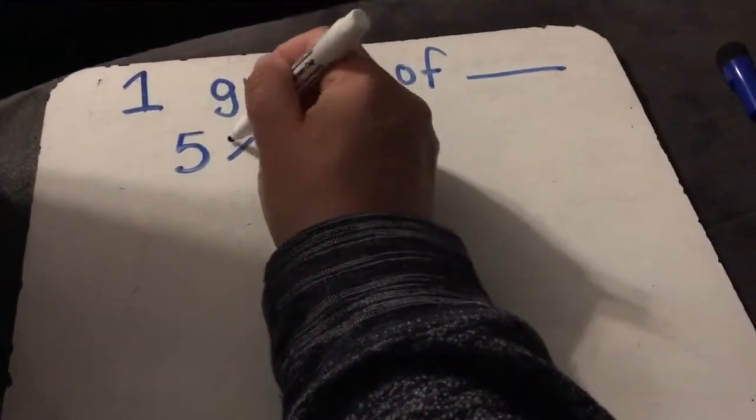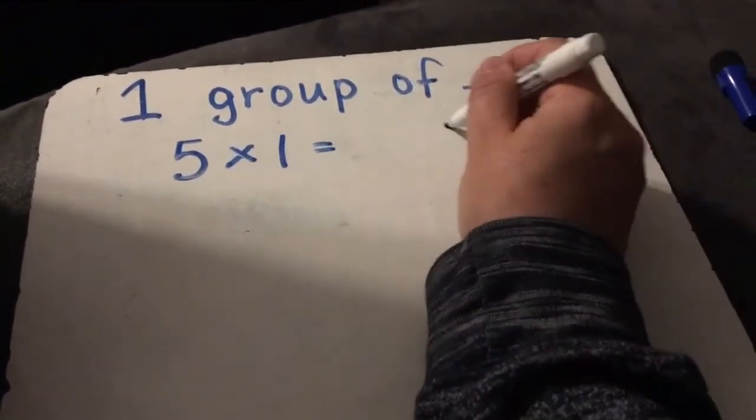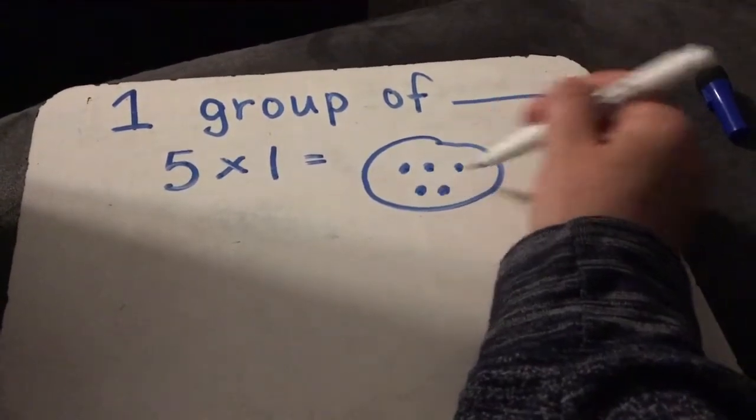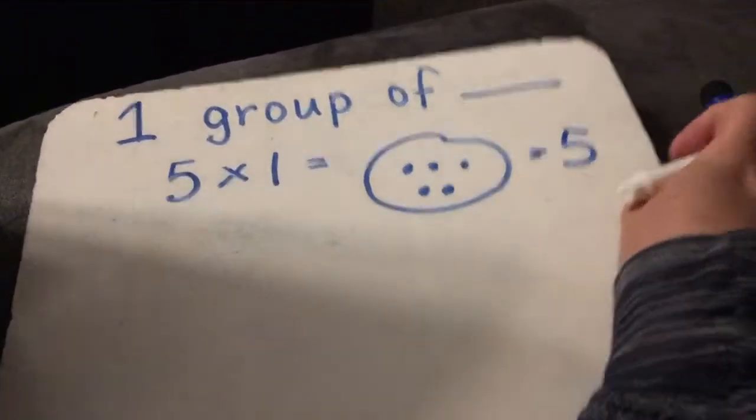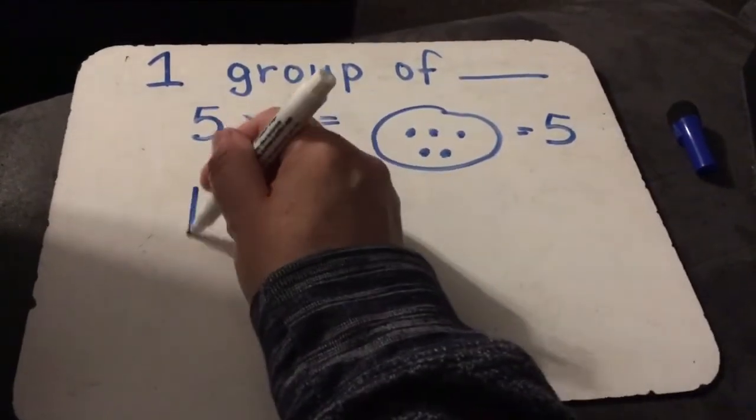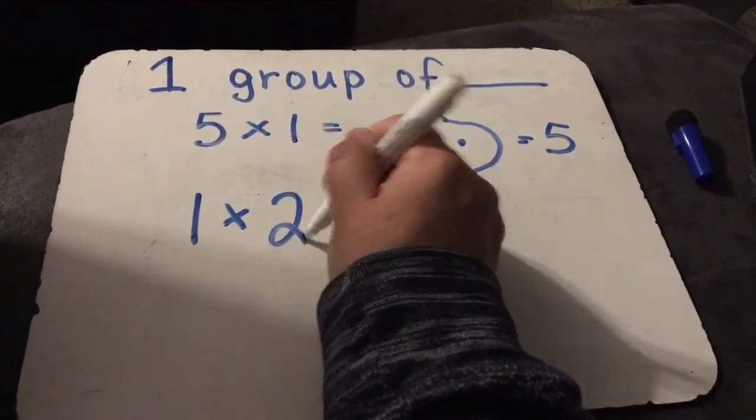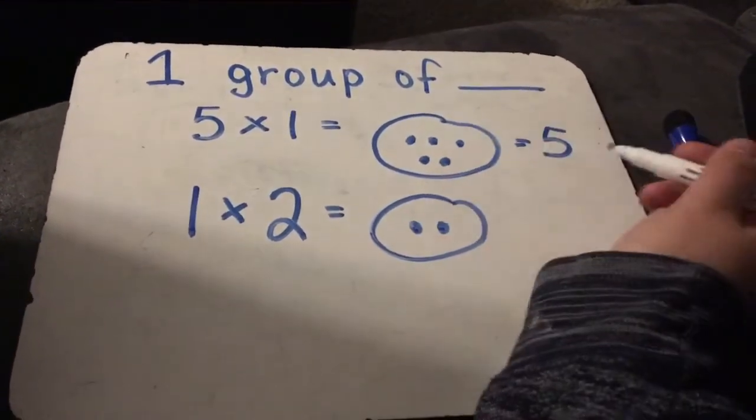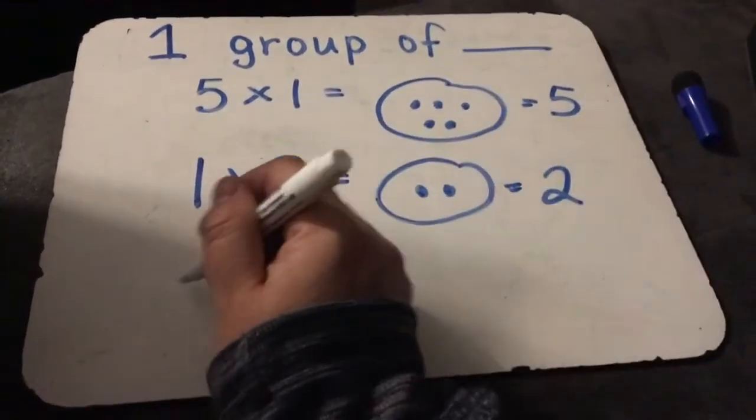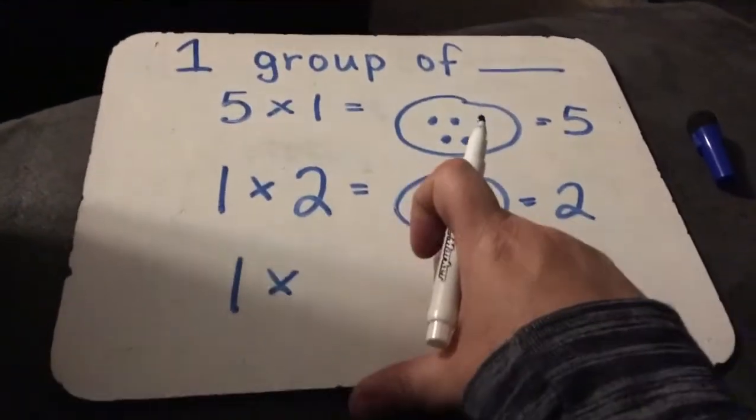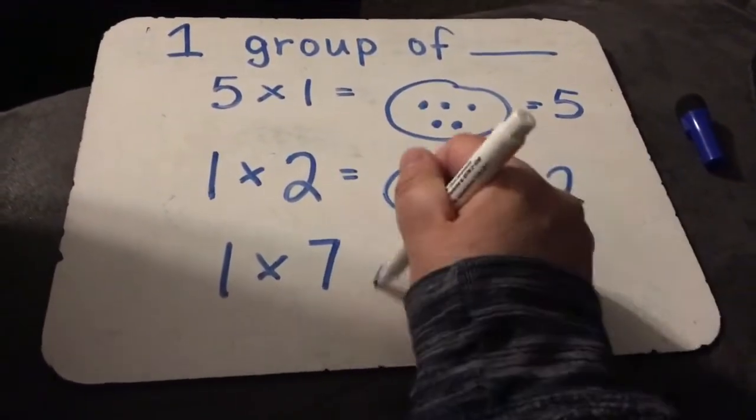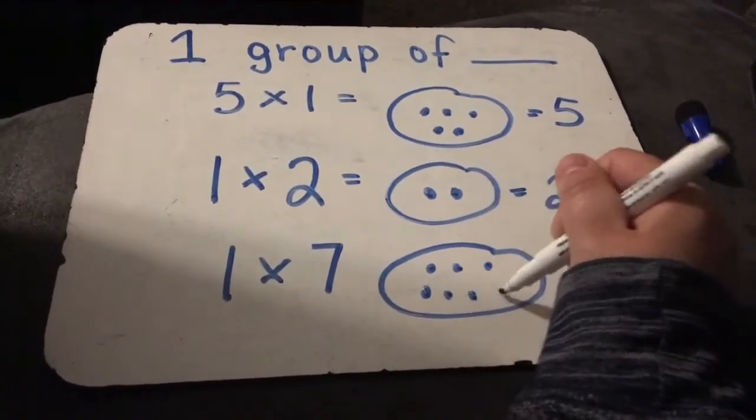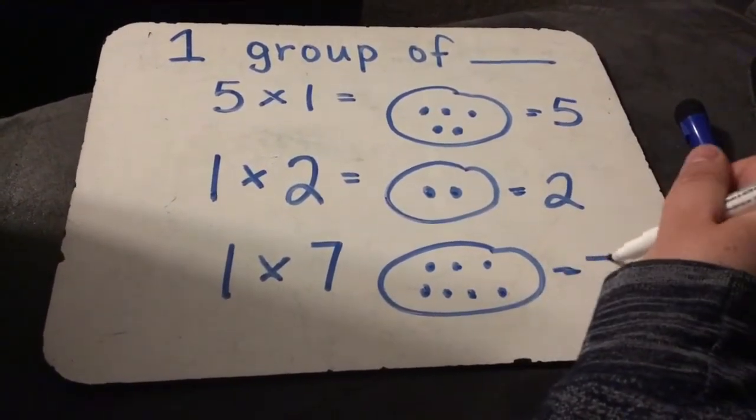Also, you can look at it as one group of however many we have. There is one group with 5 in it, which equals 5. One group with 2 in it, which equals 2. One group with 7 in it, so we have our one group, we're putting 7 in there, and that equals 7.